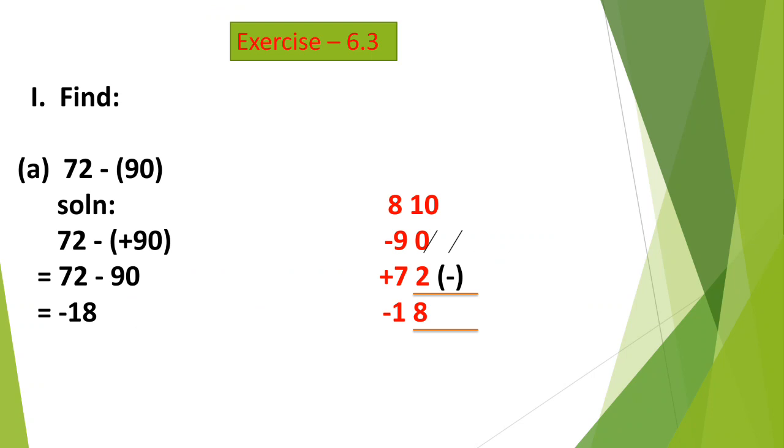Listen again. First step, I have written 90 as plus 90. Second, multiplying minus inside. Minus into plus will get minus. Then we are doing as usual, 72 positive, 90 negative. So we are subtracting and then taking the sign of the highest number, 90. Your answer is minus 18.